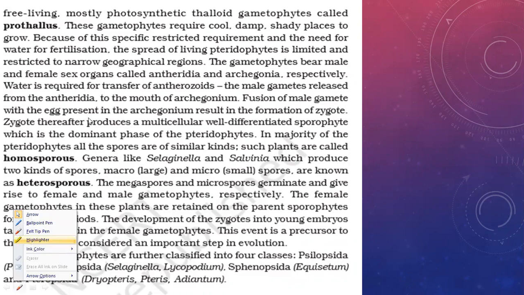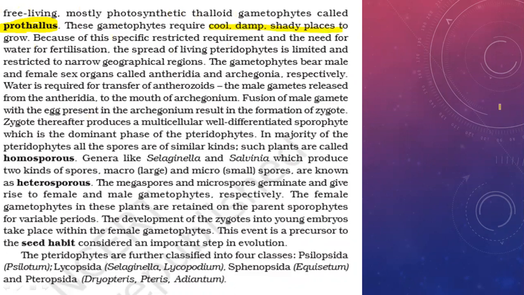Take the highlight now, which will be better. So free living, photosynthetic, thalloid gametophytes called the prothallus. Prothallus is multicellular. Clear? These gametophytes require cool, damp, shady areas to grow, because of this specific restricted requirement and the need for water for fertilization. They also, just like the bryophytes, require water for fertilization. The spread of pteridophytes is limited and restricted to narrow geographical regions.